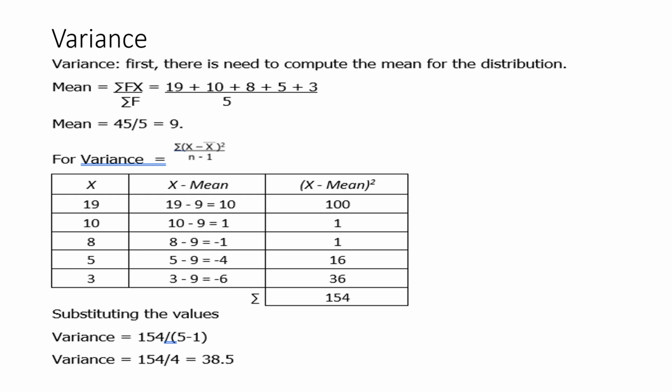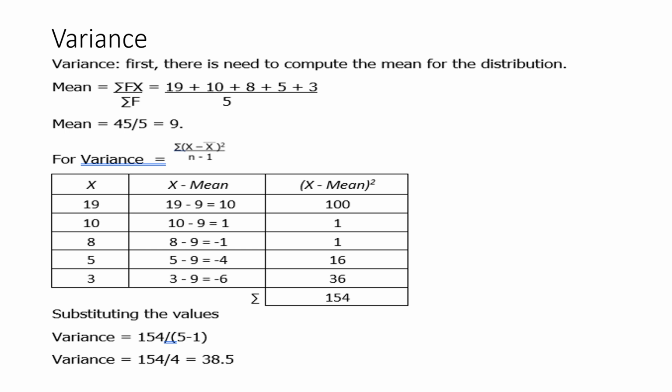Variance: first we need to compute the mean of the distribution, since the mean is part of the computation of the variance. To identify the mean here, we use the sum of x divided by n, which is more appropriate here than the sum of fx. So we sum all the numbers: 19 plus 10 plus 8 plus 5 plus 3, then divide by 5. That gives us 45 divided by 5, that's 9.